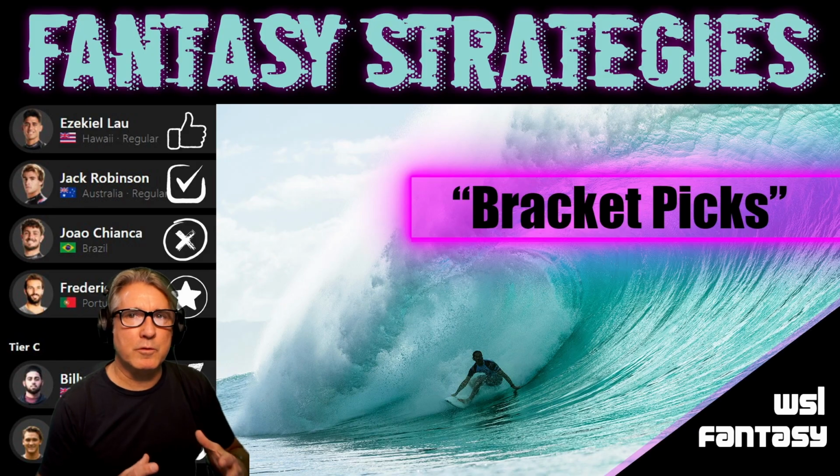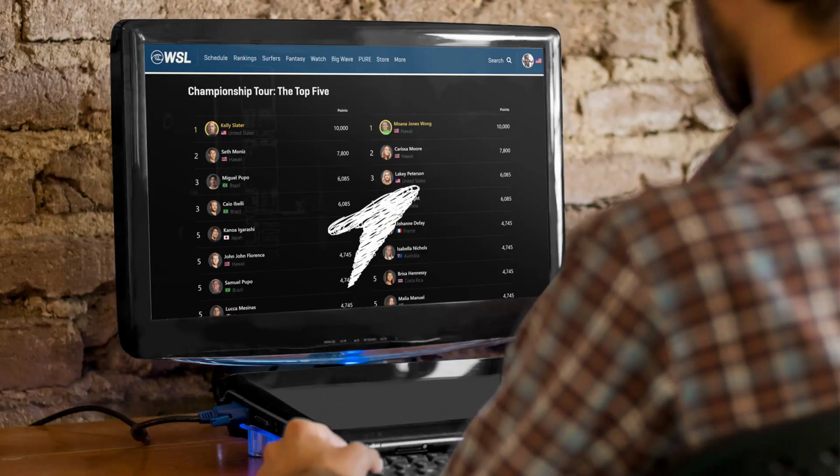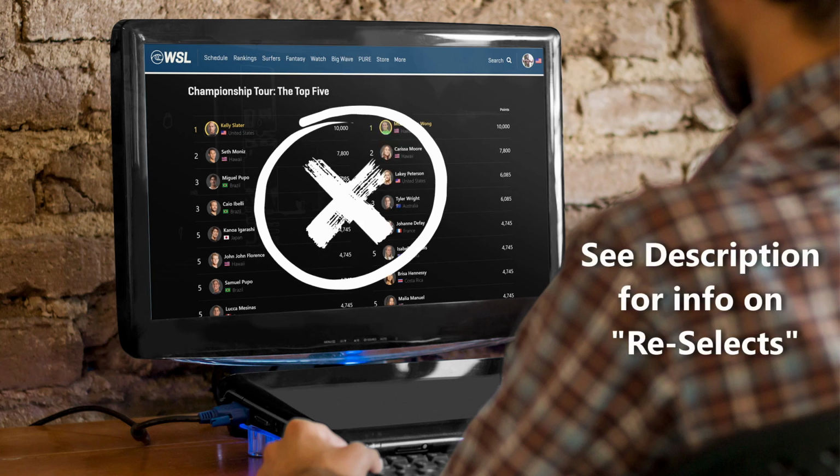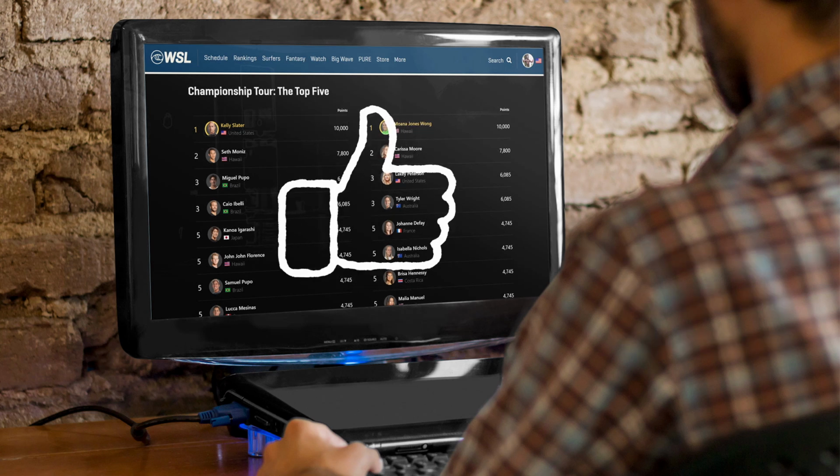There's a lot of different ways to make picks, but I'm going to break it down into two different theories. The first theory is to simply pick what you believe are the best surfers in each tier. Then make some adjustments and reselects if any of your picks got eliminated or injured.